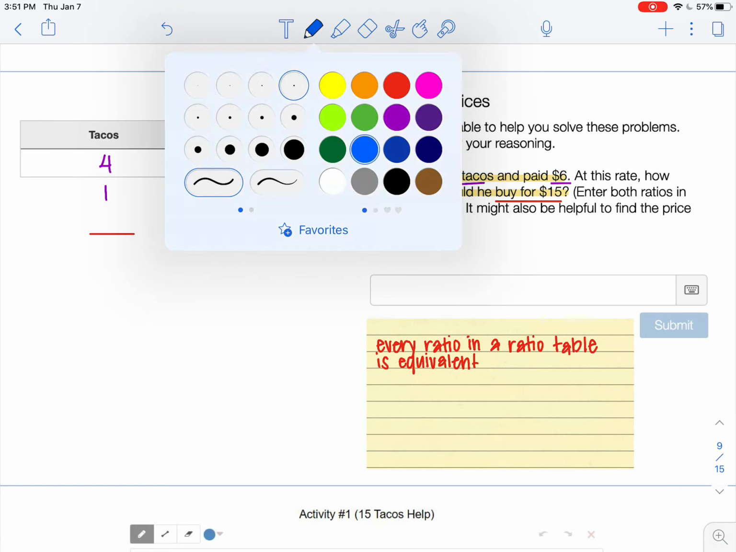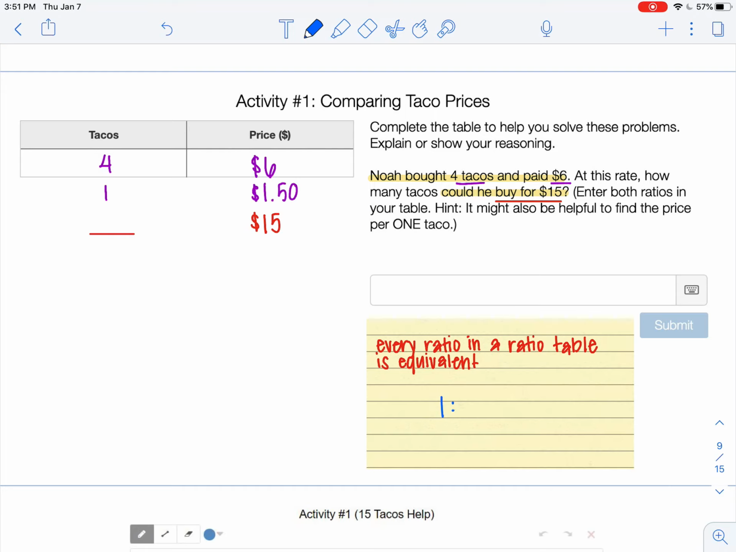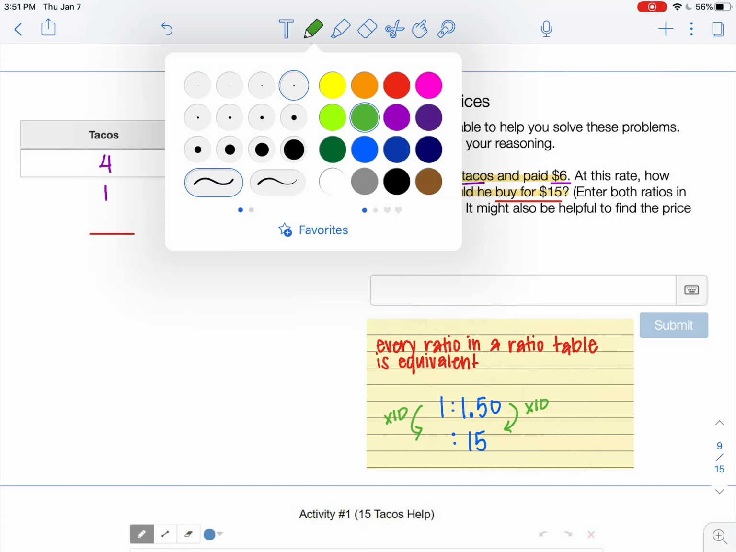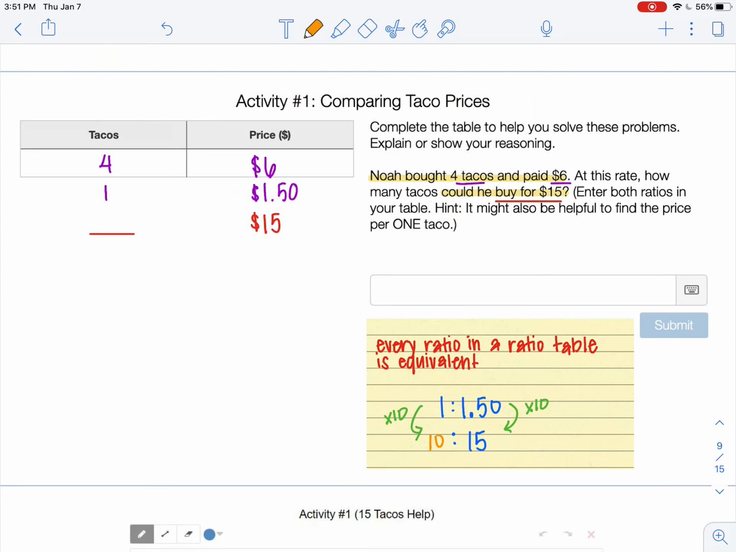So for my known ratio, I'm going to choose 1 to 1.50. I know that some number to 15 has to be equivalent to 1 to 1.50, because if I'm going to put this ratio of something to 15 into my ratio table, it needs to be equivalent to all the other ratios in the table. So I'll just solve this like any equivalent ratio problem. 1.50 times 10 is 15, so I'll also multiply 1 times 10, and my missing number is simply 10.